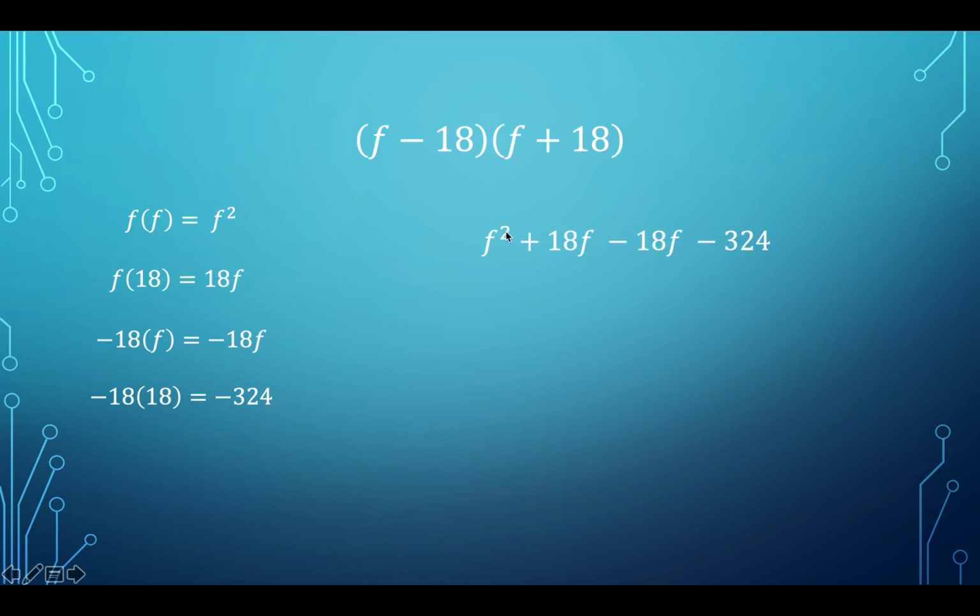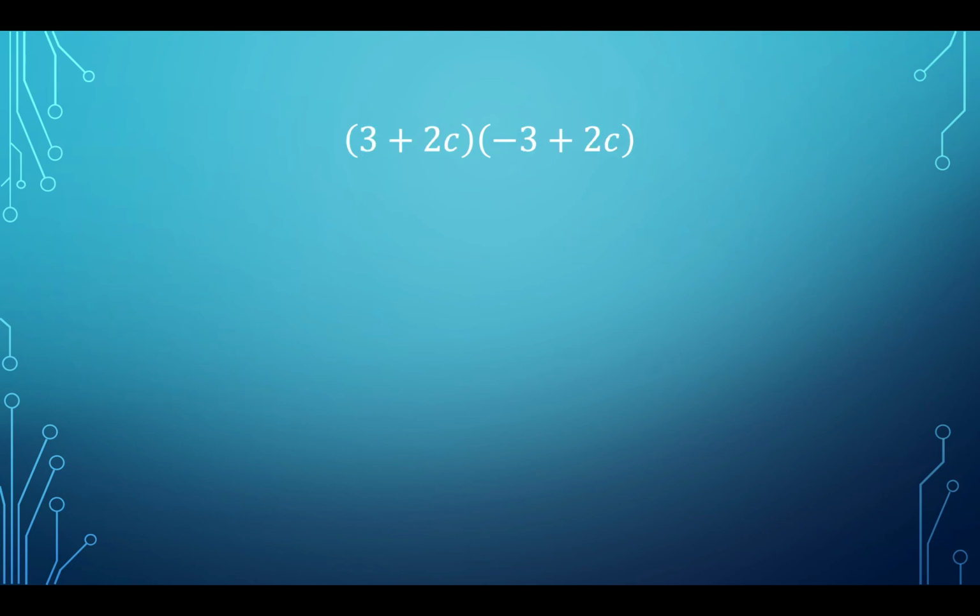Then we convert it to this, so now we're left with f squared plus 18f minus 18f minus 324. We go ahead and combine like terms. Now I know some of you were adding this one. This f is not the same as these two f's because this one is f squared and these two are just regular f's. So what are our like terms? 18f and negative 18f. Positive 18 minus 18 cancels out. So we're left with f squared minus 324. And this is our final answer.